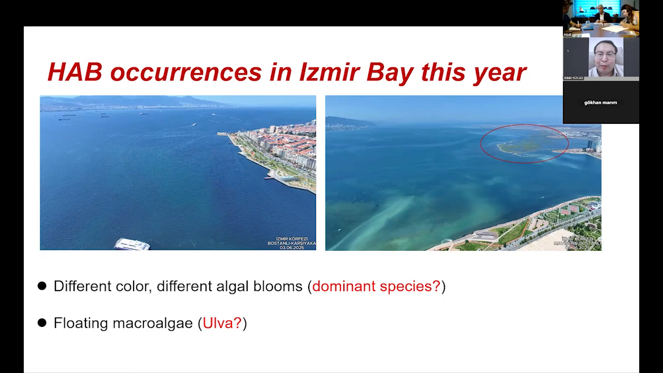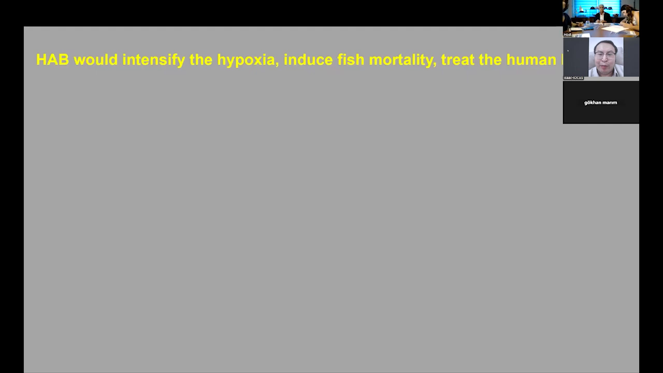All of these algal problems would intensify the hypoxia. It means when these cells die, they will consume the oxygen in the water and make the bottom area lack of oxygen. That is one problem. It could induce fish mortality because there is no oxygen in the water during the HABs, or very limited oxygen. And it may threaten human health because I do not know whether the dominant species is toxic or not.